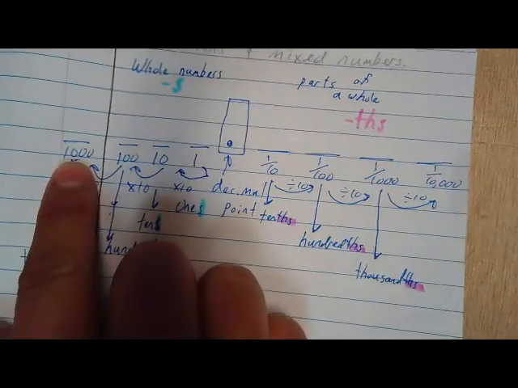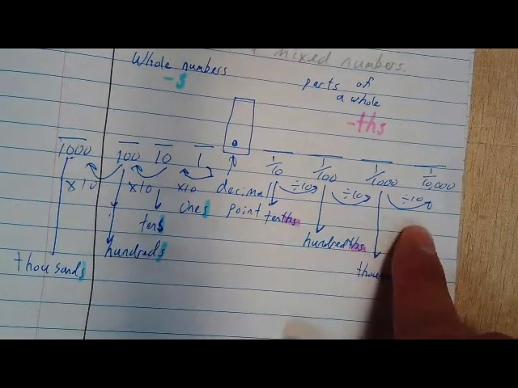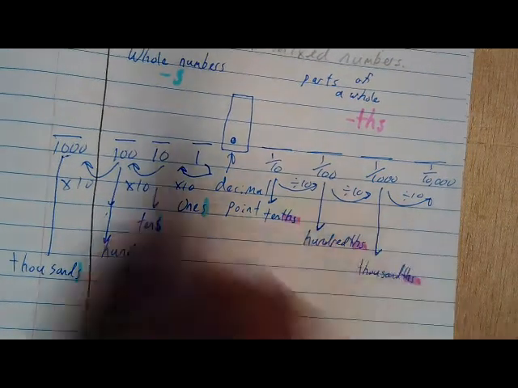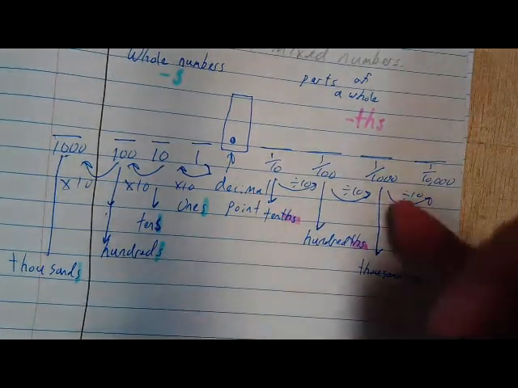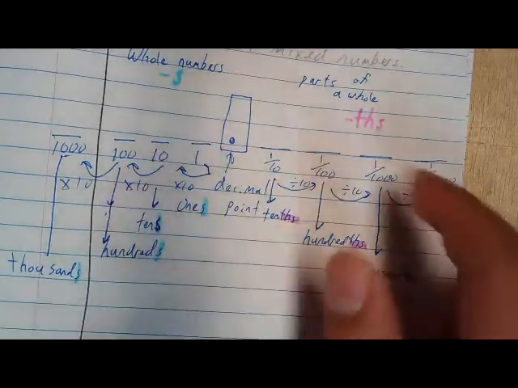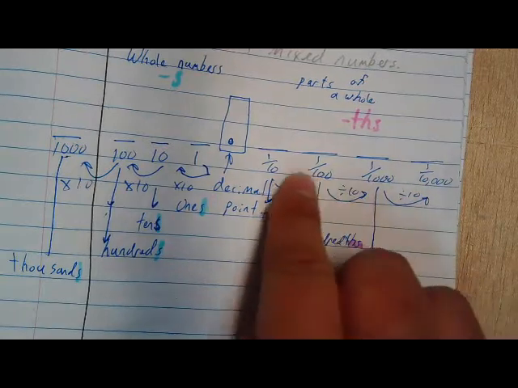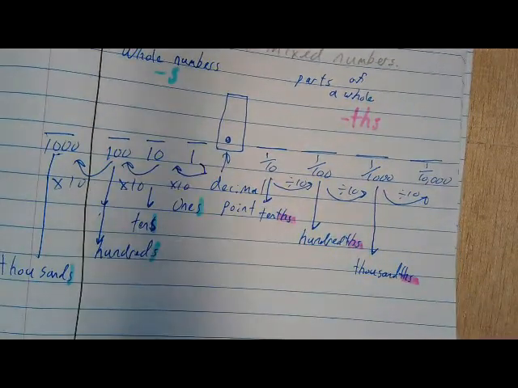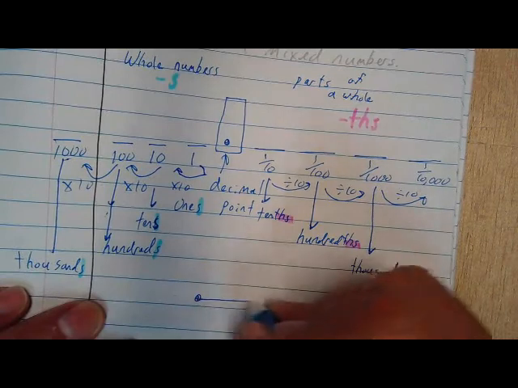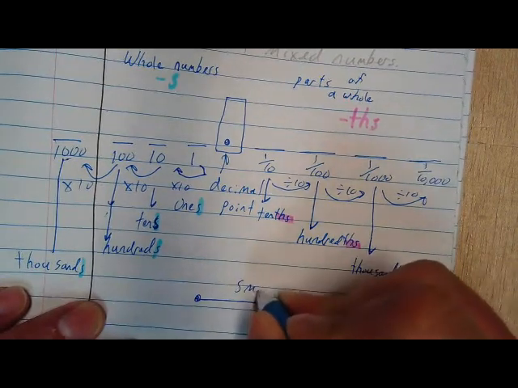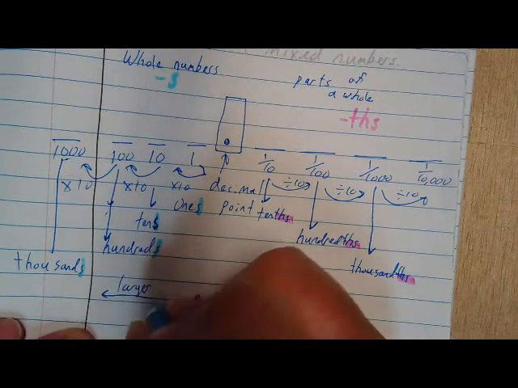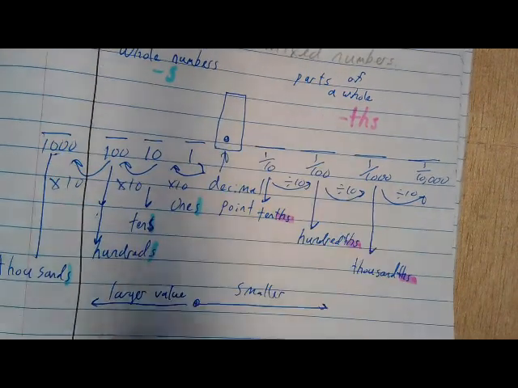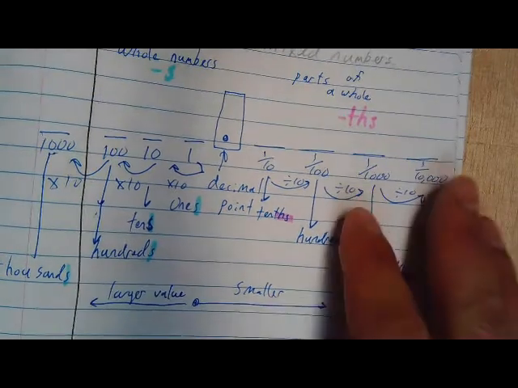So if you go from 1,000 to thousandths, you've definitely lowered the value. You're dividing by 10, going in this direction. If you go this way, your value is getting larger and larger. You're multiplying by 10, multiplying by 10. All right? So in this direction, smaller value. In this direction, larger value. All right. Let's actually do some problems then, and I can show you what's going on.